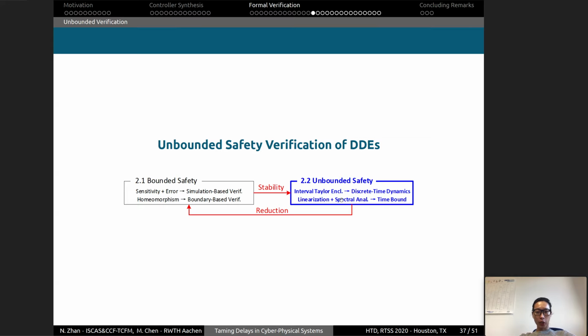Now you have seen 2 approaches for bounded safety verification. What comes next is another 2 methods on unbounded safety verification. And this is simply by taking some stability certificate, and then we are able to show that the unbounded case can be reduced to the bounded case.